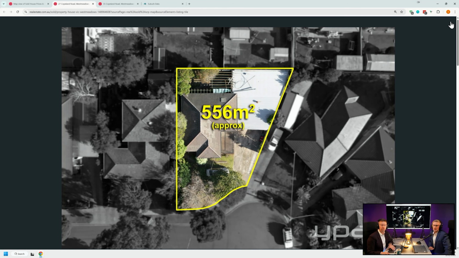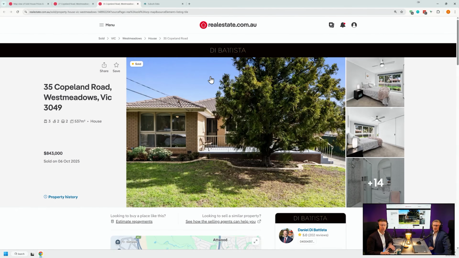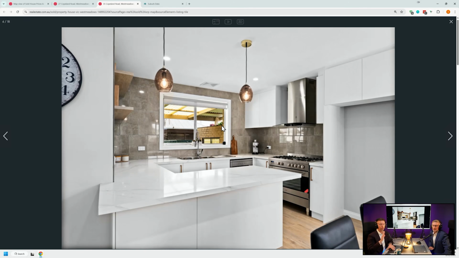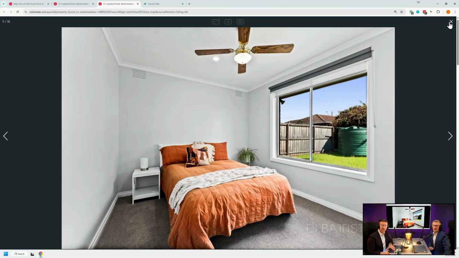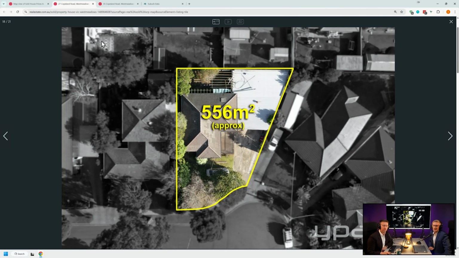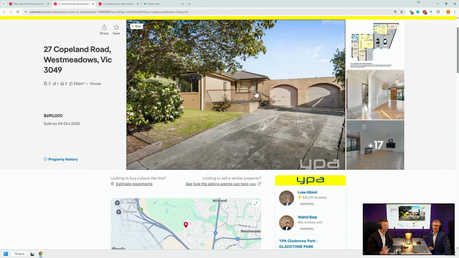So that's on 556. Abnormal block size too. Yeah, the shape of the block's a bit peculiar, small frontage. Looks like it's on a cul-de-sac though, so quiet. If we just jump into this other one, a lot cleaner, renovated. Right side by side, and I'm guessing very similar block size. So 537 versus a 556.